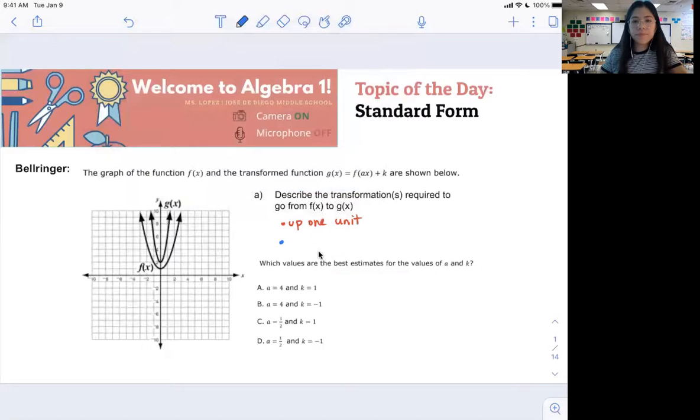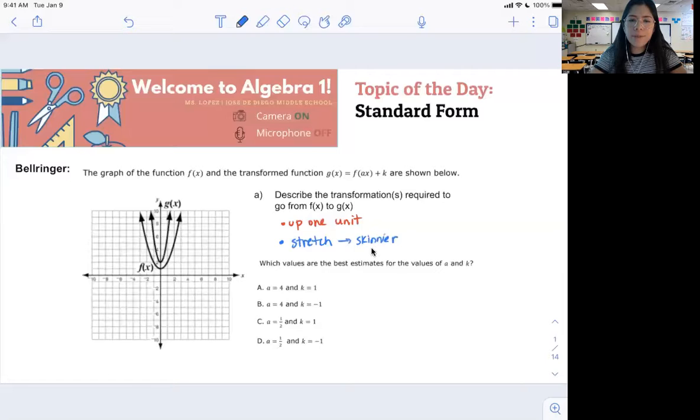The function stretches so it gets thinner. Good. So there's a stretch. And we know that stretching means it gets skinnier or thinner. Skinnier. There we go. Okay, cool. So that's visually what's happening. But now we're going to translate that and use our values for A and K.